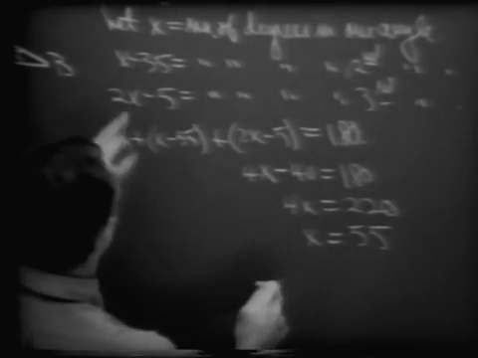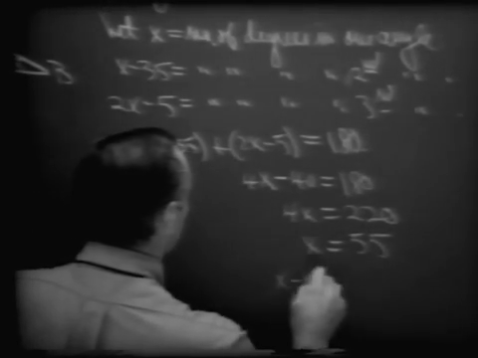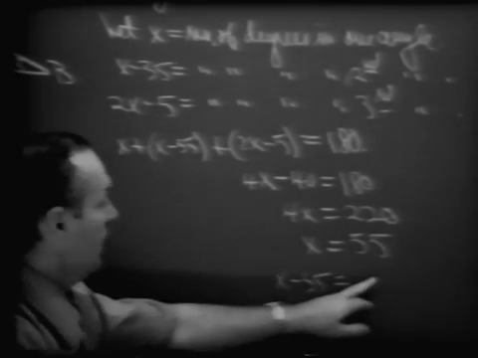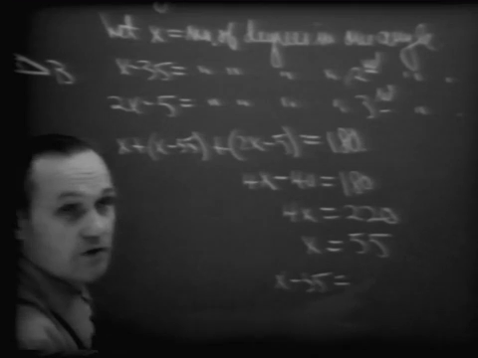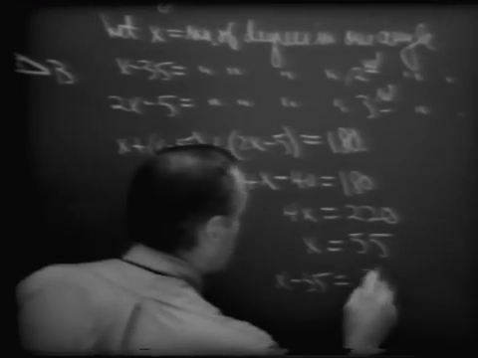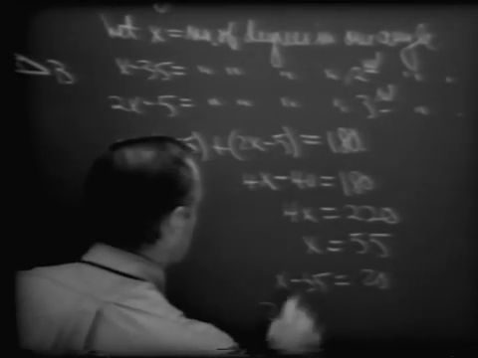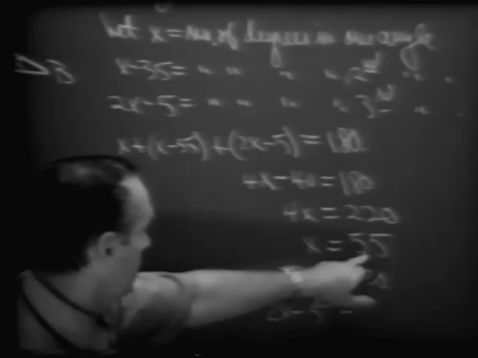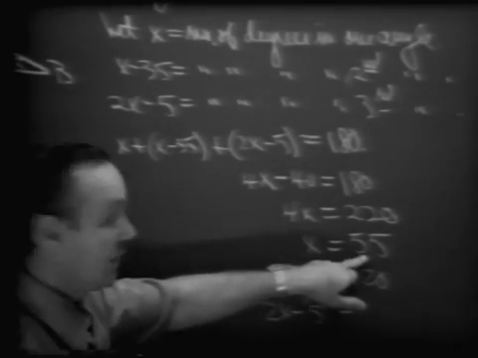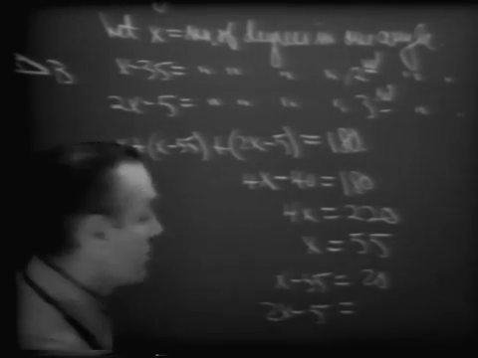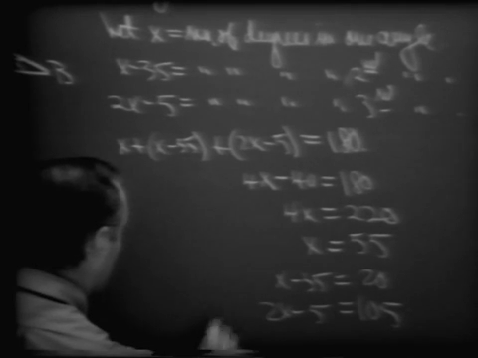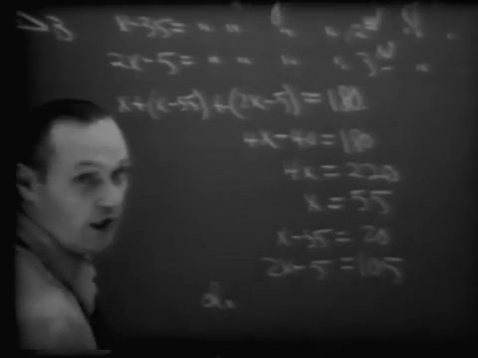Now, if x is 55, x minus 35, again, these are just numbers here that we're dealing with. x minus 35 is what number? Mary Lou? 20. And 2x minus 5 is what number? That's twice 55 is 110, less 5 is what? 105. Now, let's check. And our check is to do what?